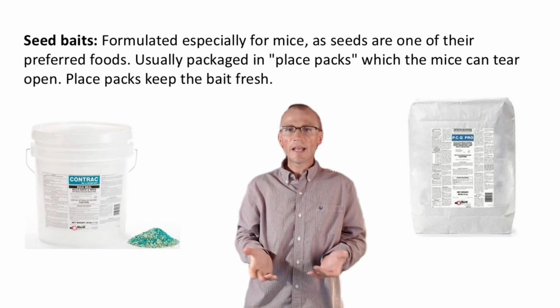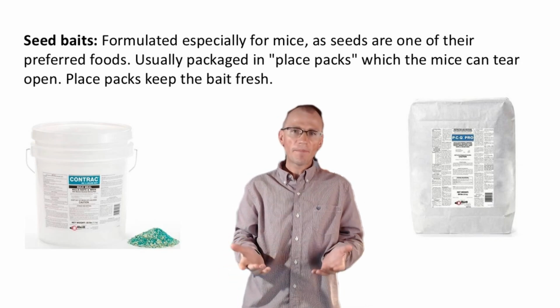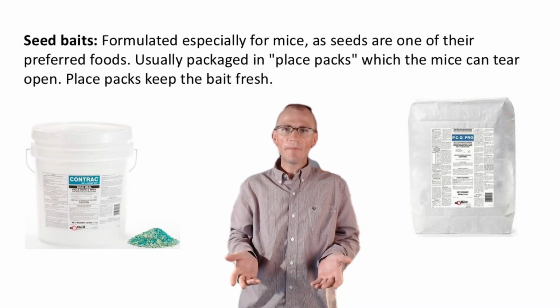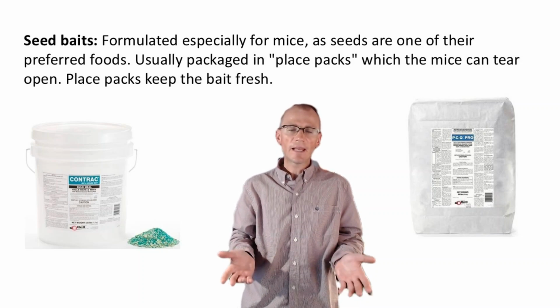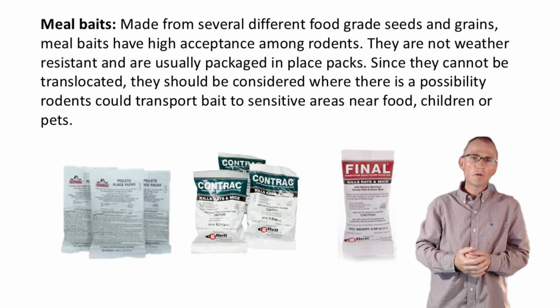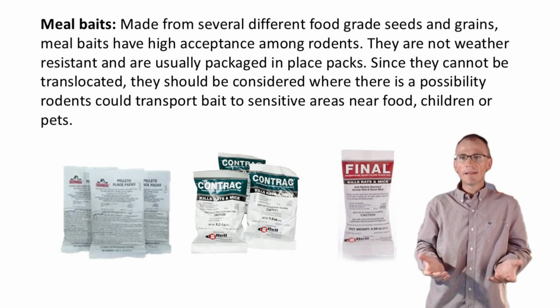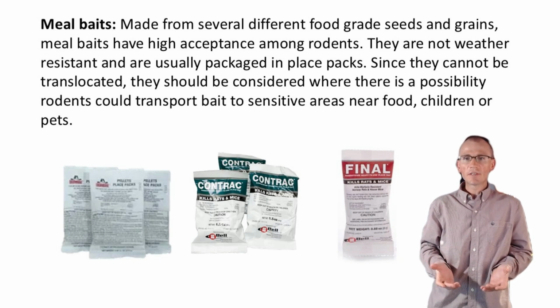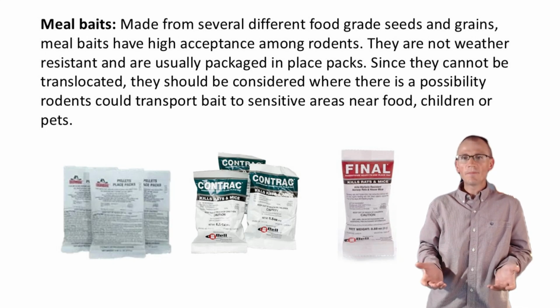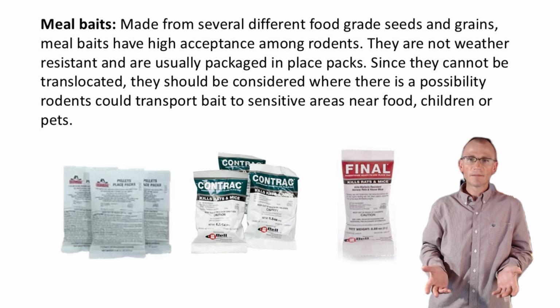Seed baits. Formulated especially for mice, as seeds are one of their preferred foods, usually packaged in place packs, which mice can tear open. Place packs keep the bait fresh. Meal baits. Made from several different food-grade seeds and grains, meal baits have high acceptance among rodents. They are not weather-resistant and are usually packaged in place packs. Since they cannot be translocated, they should be considered where there is a possibility rodents could transport bait to sensitive areas near food, children, or pets.